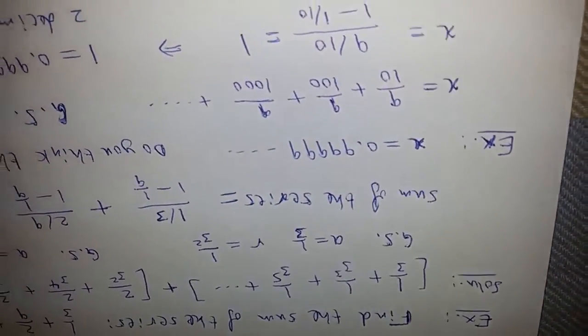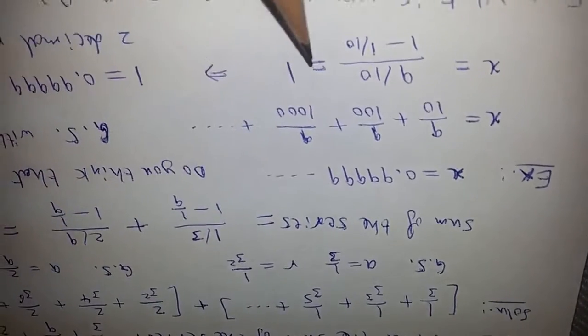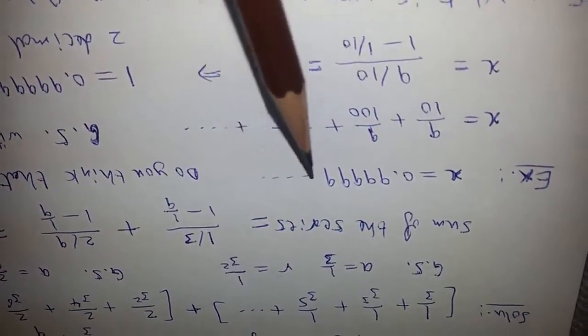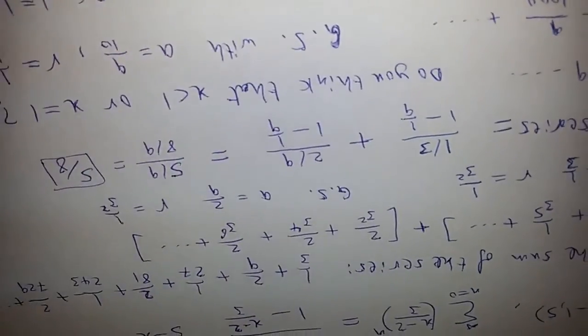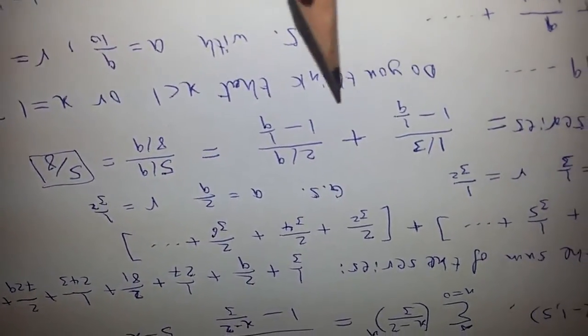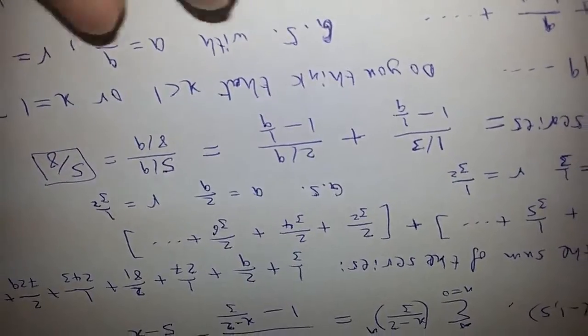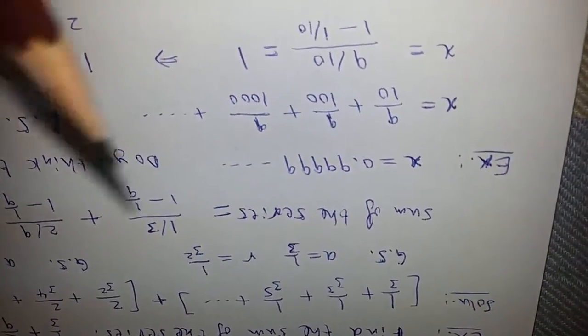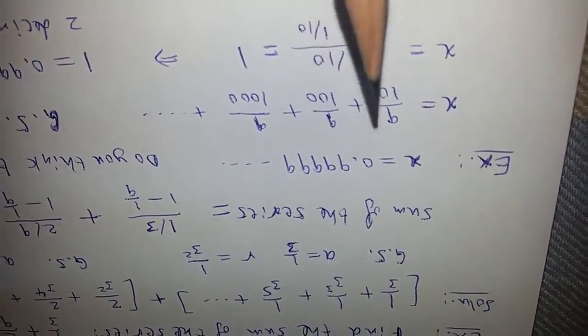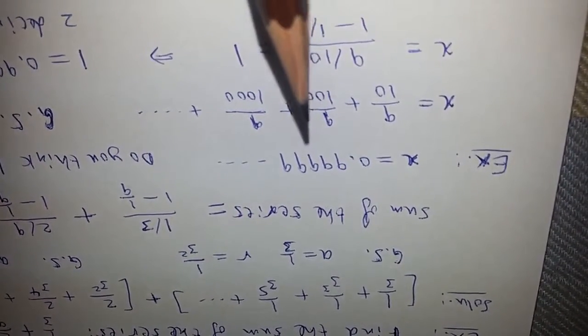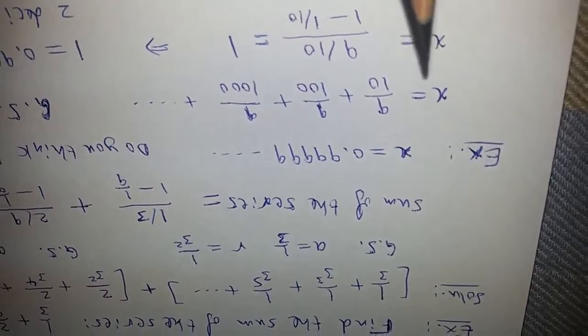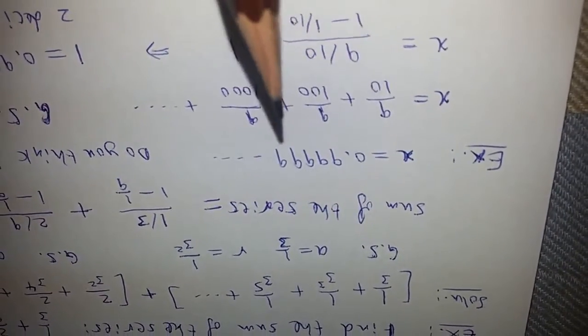Now the last question, the one before, this is X equals 0.99999. What do you think? Do you think that this X, which is 0.999, is less than 1 or equal to 1? Well, let us write it like this. We can write it 9 over 10 plus 9 over 100 plus 9 over 1000 and so on. If you add these terms, you will get 0.9999.